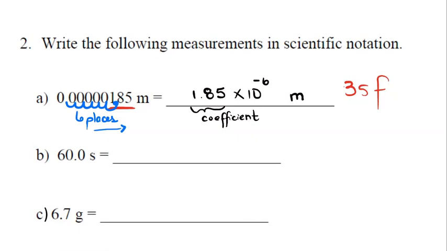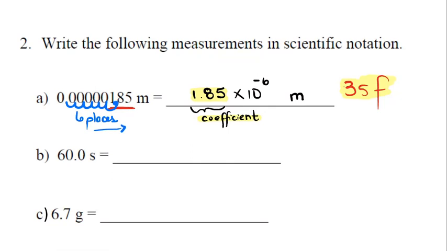As you can see, my exponent represents the number of places, and my coefficient is going to have those desired 3 sig figs that are necessary in order to keep the resolution of my instrument still intact as I utilize this method to express my measurement, okay? Let me do one more. Let me do letter B.